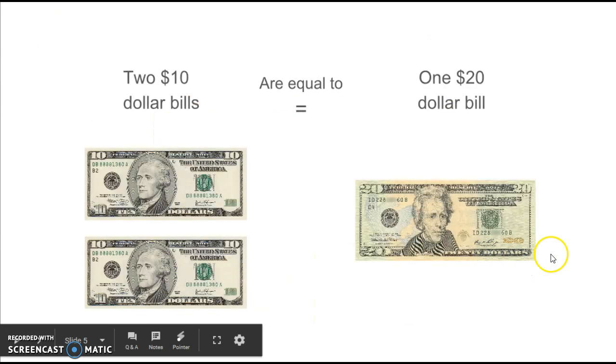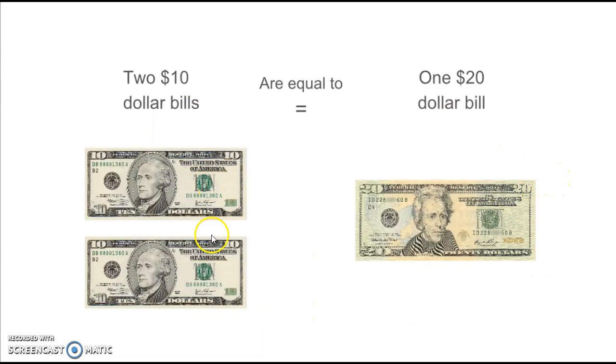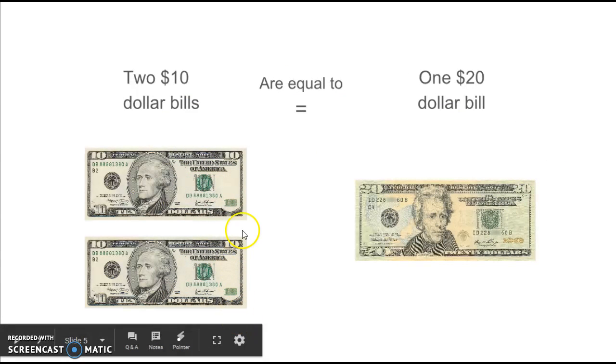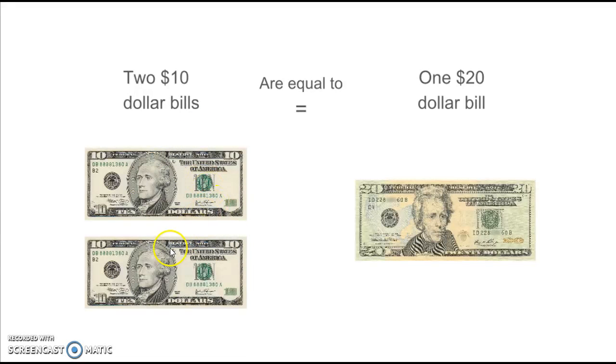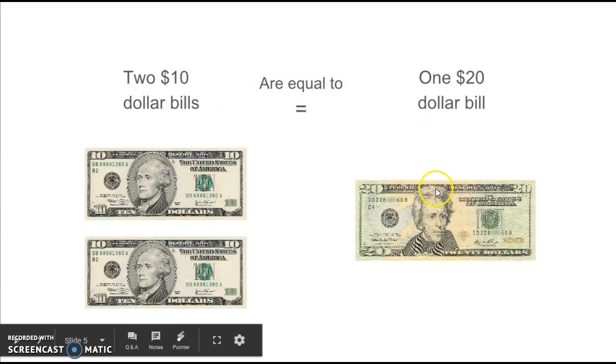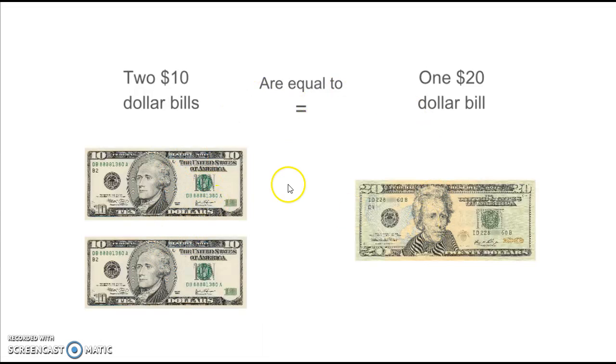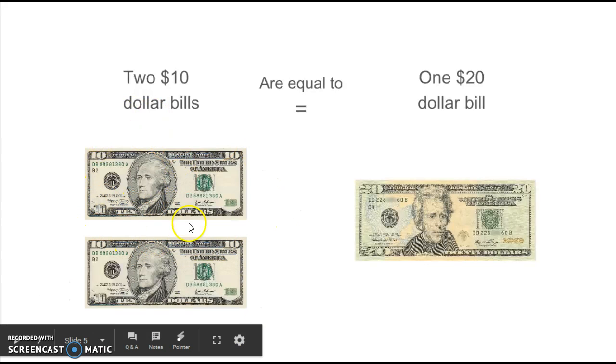So now let's take a look at some addition. And right here we're going to be counting by tens, which we already know how to do, so this is just extra practice. So 2 $10 bills are equal to 1 $20 bill. So you see, 1 $10 bill, 2 $10 bills are equal to 1 $20 bill.